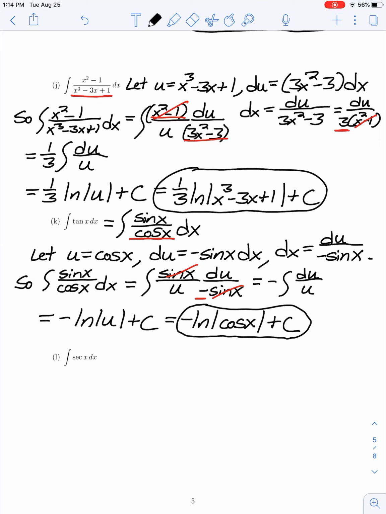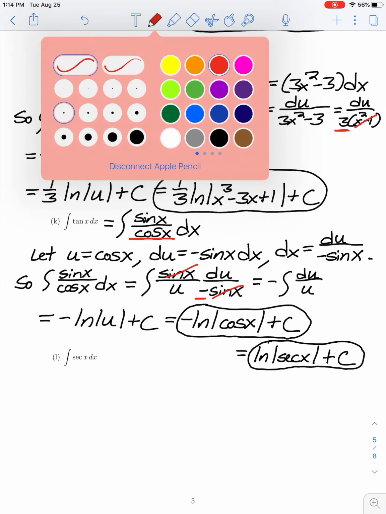Now, if you look in some other textbooks or online resources, and you are looking at the antiderivative of tangent x, you'll sometimes see it written as the natural log of the absolute value of secant x plus c, which seems like it might be a different answer than what we found here, but these are actually the same function. And the way to justify this is by using properties of logarithms.